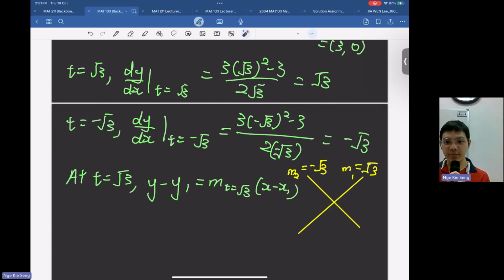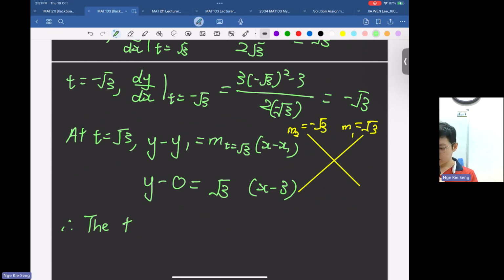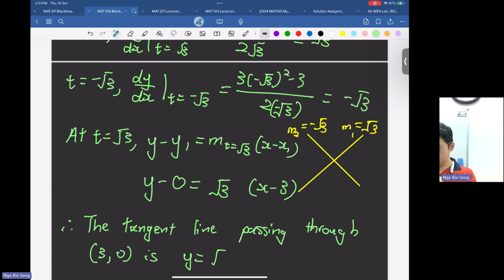In particular, the point that I fix is (3, 0), and m, the gradient at t equals square root 3, is just square root 3. So I would say that the tangent line passing through the point (3, 0) is the line y equals square root 3 times (x minus 3). So this is the tangent line. Similarly, you can work out when t equals minus square root 3. They pass through the same point, the only difference is the gradient.